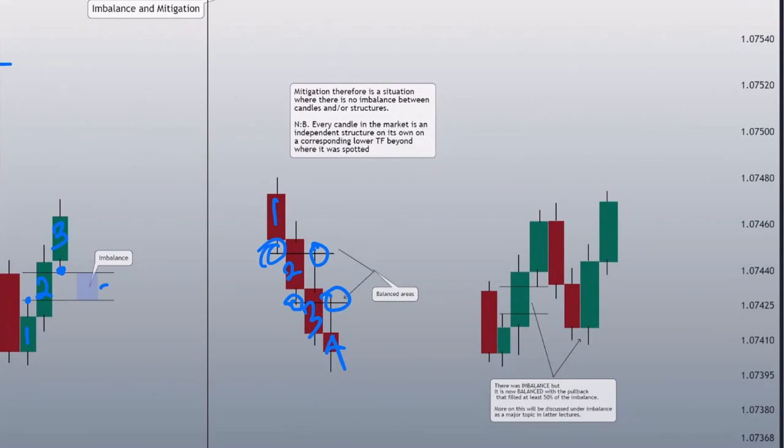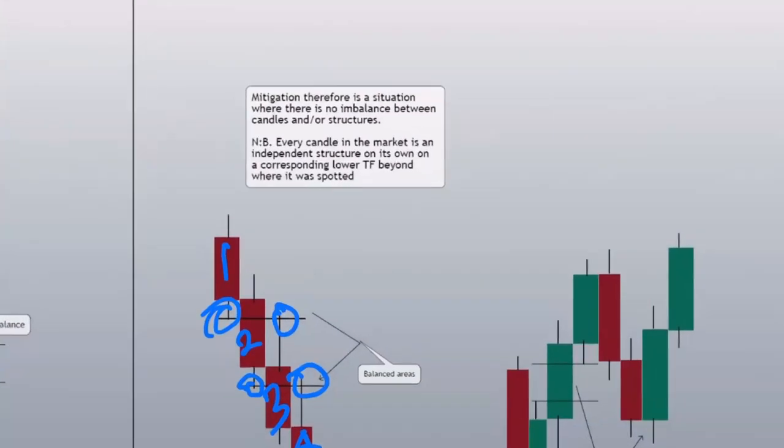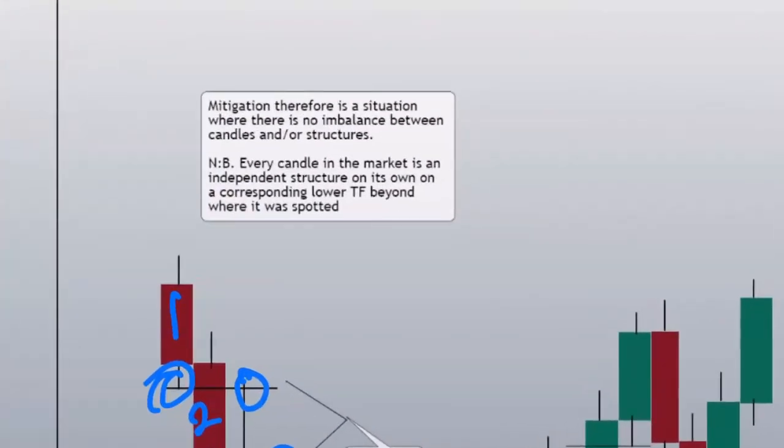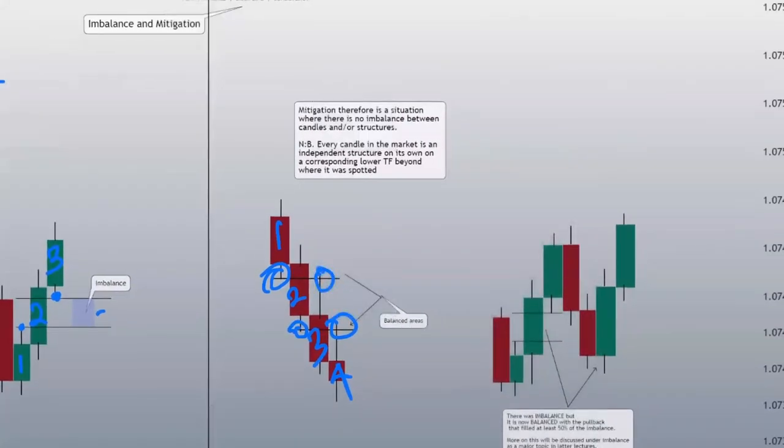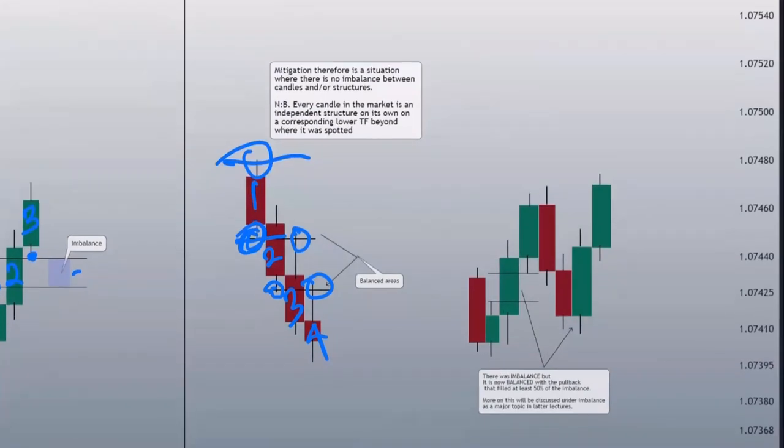All right. So mitigation, therefore, is a situation where there is no imbalance between candles and all structures. Note, every candle in the market is an independent structure on its own on a corresponding lower time frame beyond where it was spotted. That is, every candle in the market is a structure range. That is what we are trying to establish here. Anything that has a low and a high is a structure range. It is a fact. And that is it.